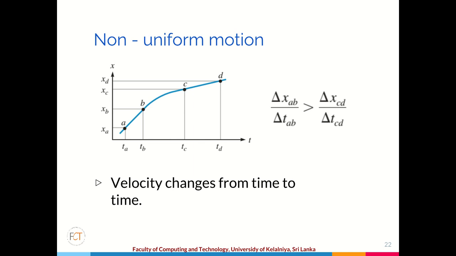So in this case, the velocity between A and B is greater than the velocity between C and D, and you can probably tell this by looking at the graph, because the slope has decreased between C and D with respect to A and B.